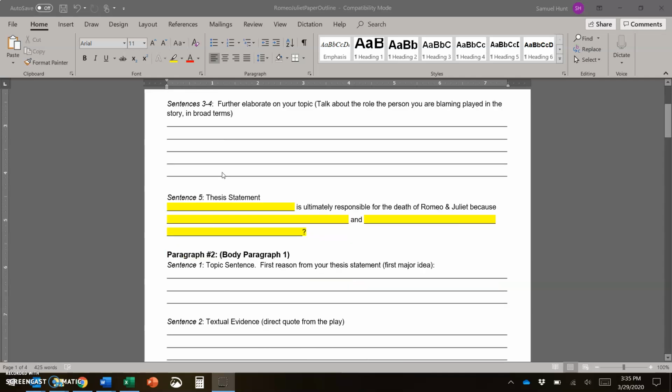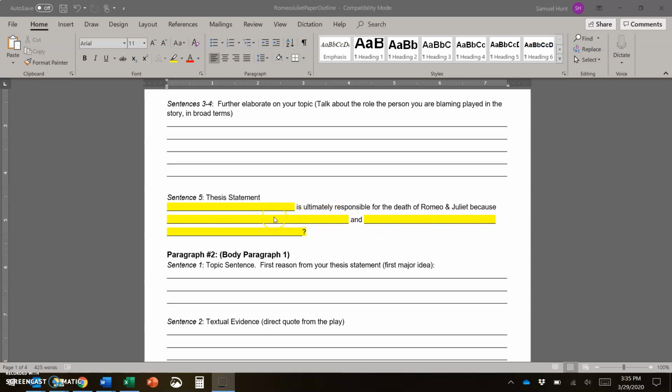This is going to be the last sentence of your introductory paragraph. We've given you a frame here. All you have to do is fill in the blanks. So right here, where it's highlighted in yellow, it says, blank is ultimately responsible for the deaths of Romeo and Juliet. All you have to do is write their name, whoever you think is ultimately responsible for the deaths, because. Reason 1, what is the first reason that you think they are responsible? They did this action, they took this thing, they did this, whatever it is. That's reason 1. And reason 2, what other thing did they do that would make them responsible?